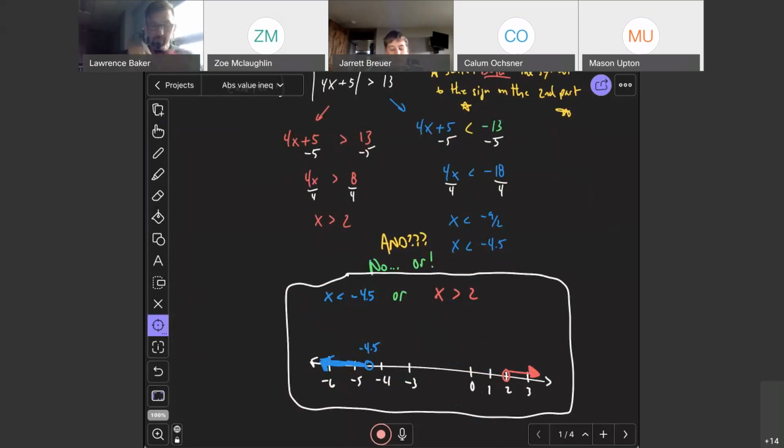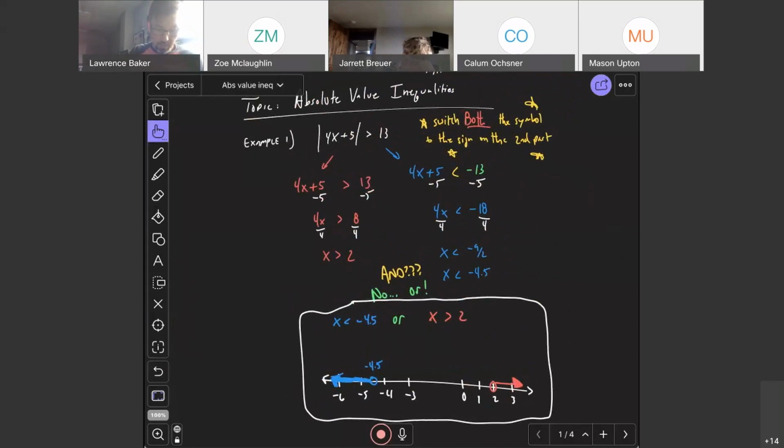And just again, what does that mean? What did we find? We're finding the numbers that, when we plug them in, make this work. If I plug a number in that's over here, like negative 5, times 4 is negative 20, plus 5 would be negative 15. The absolute value of negative 15 is 15, which is bigger than 13. Or if I plug in a number that's bigger than 2, like 3, 4 times 3 is 12, plus 5 is 17. The absolute value of 17 is bigger than 13. So we can see that numbers over here work, numbers over here work.